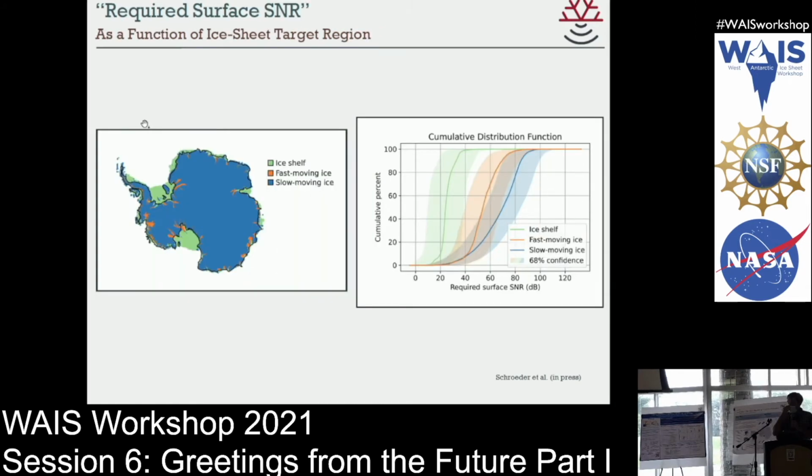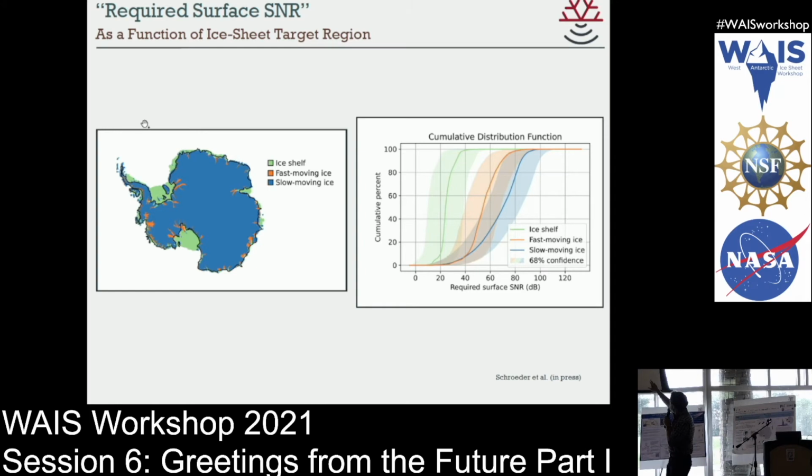Now, if we break it down by area, if you were imagining you might want to do a mission, you can imagine looking, okay, at the ice shelves, and you see the curve for the ice shelves in green up there. That's way lower. That's like 20 or 30 dB, right? So you can now say, okay, doing an ice shelf-centric mission would be easier than doing a grounded ice-centric mission.